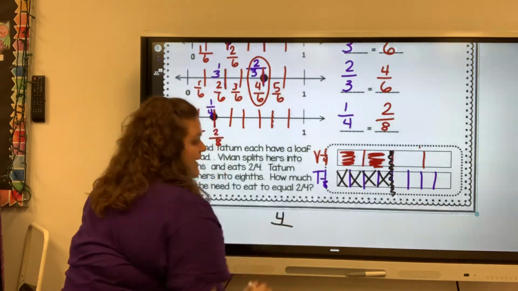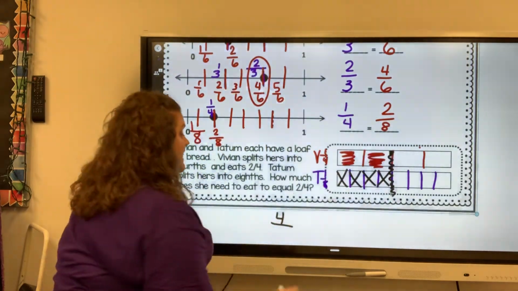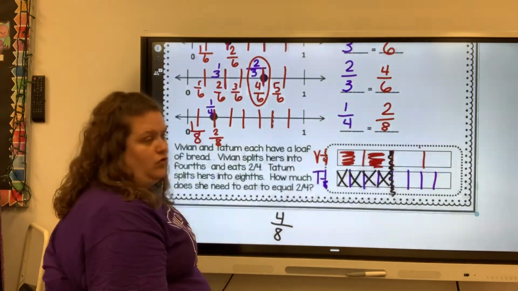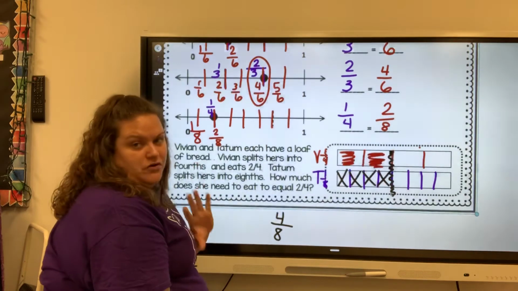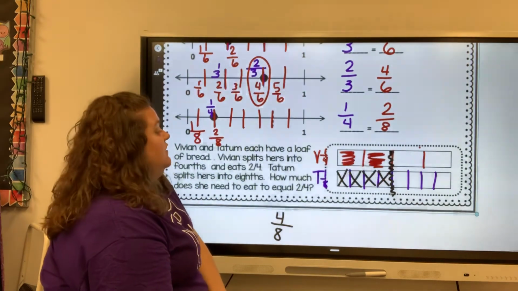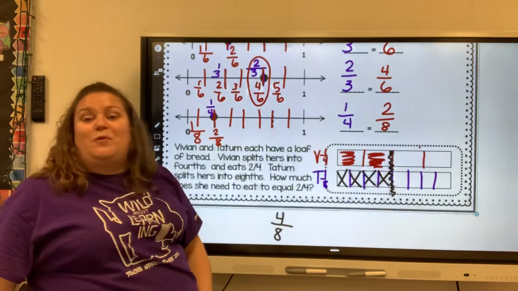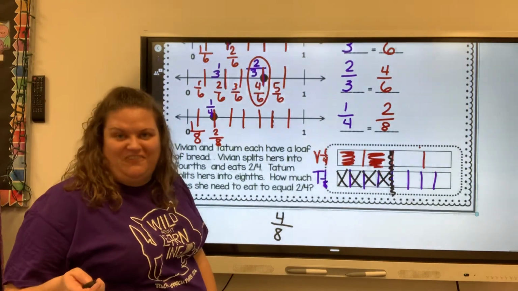I have a different denominator. I divided it into 8ths. So Tatum needs to eat 4/8 to equal 2/4. 4/8 and 2/4 are equivalent. Love drawing pictures, love drawing tape diagrams. It's a great way to understand your math. So I hope you enjoyed equivalent fractions today.